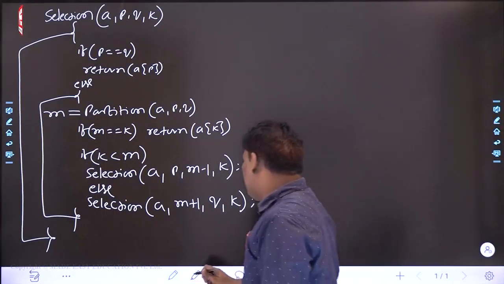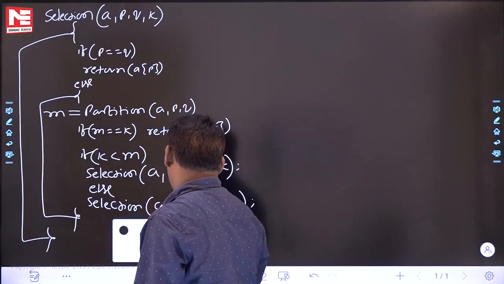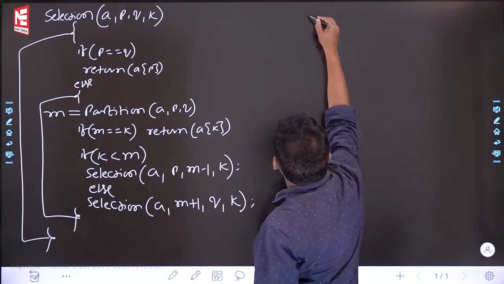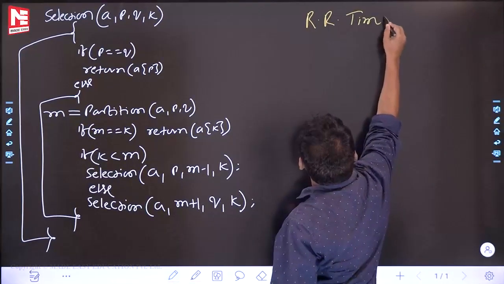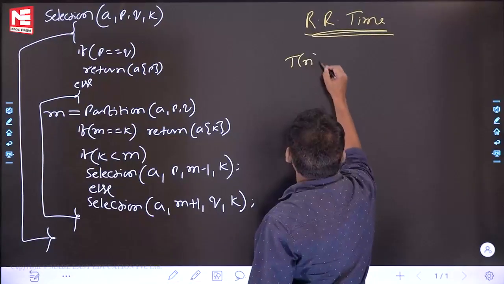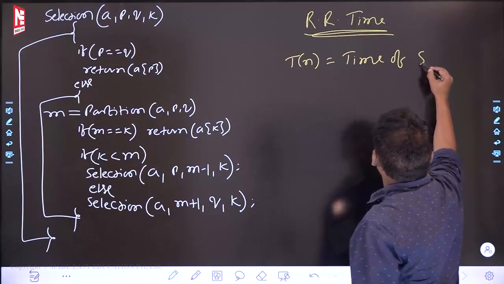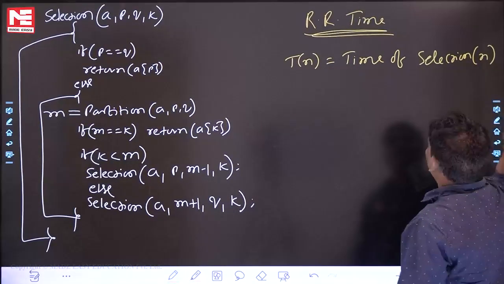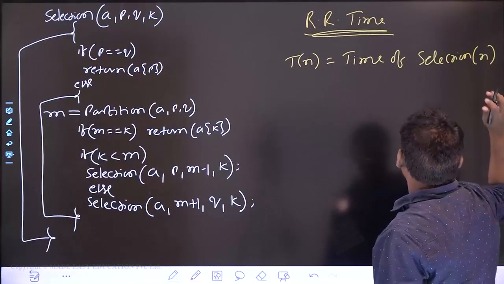Right. Now what is the next one? Time complexity finding. Let me do that also. Let me write. See this one, see everyone now. I want to find out the recurrence relation for the time. Let me write this also. T(n) is equal to the time complexity of selection of n.